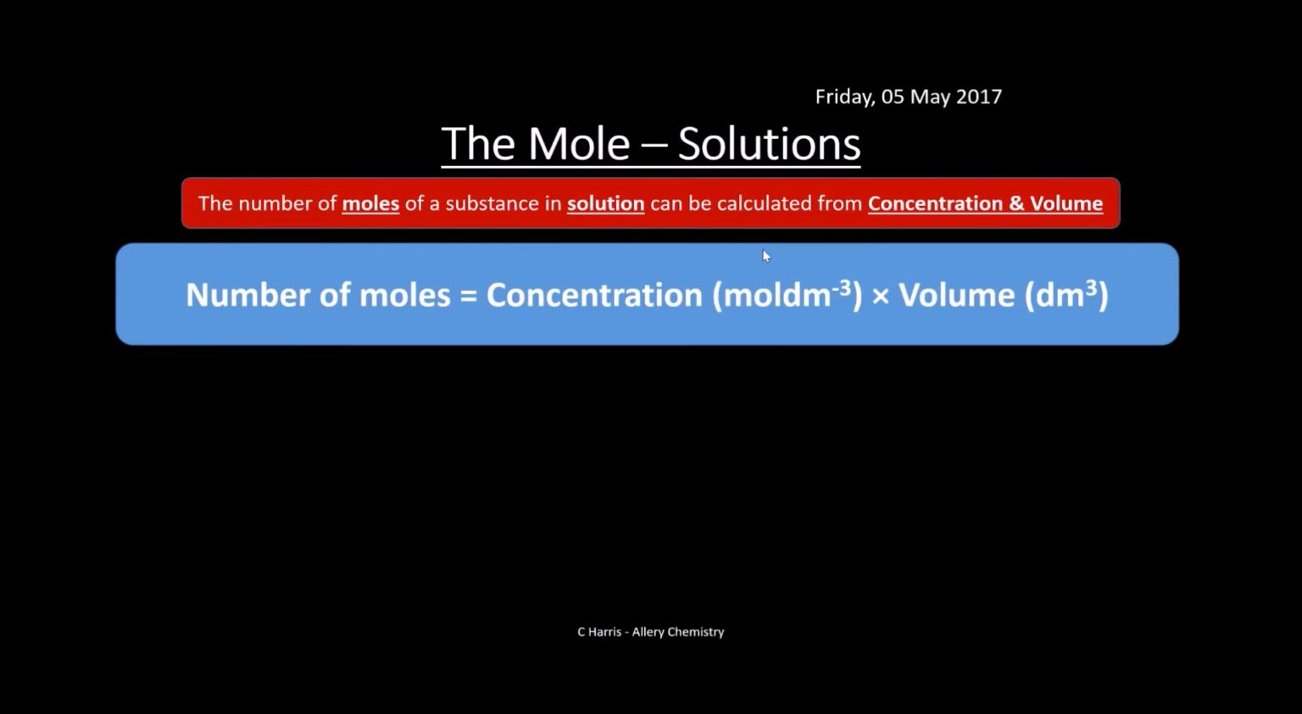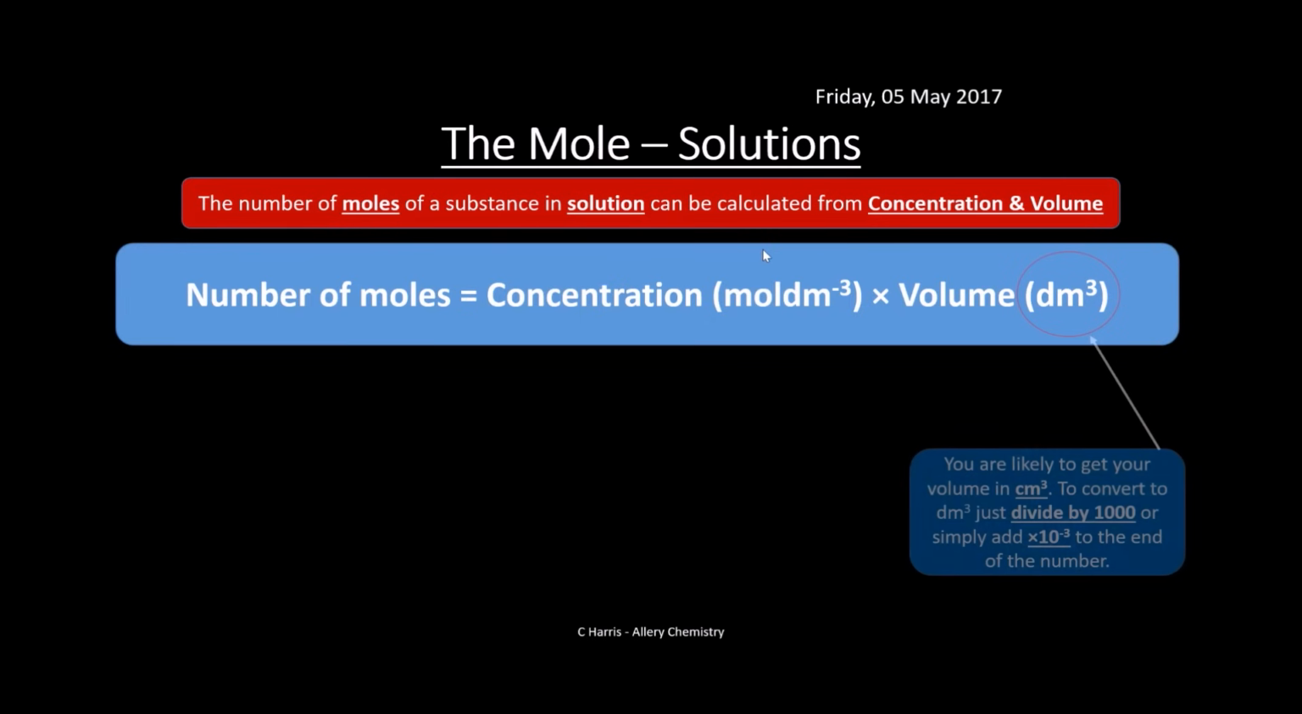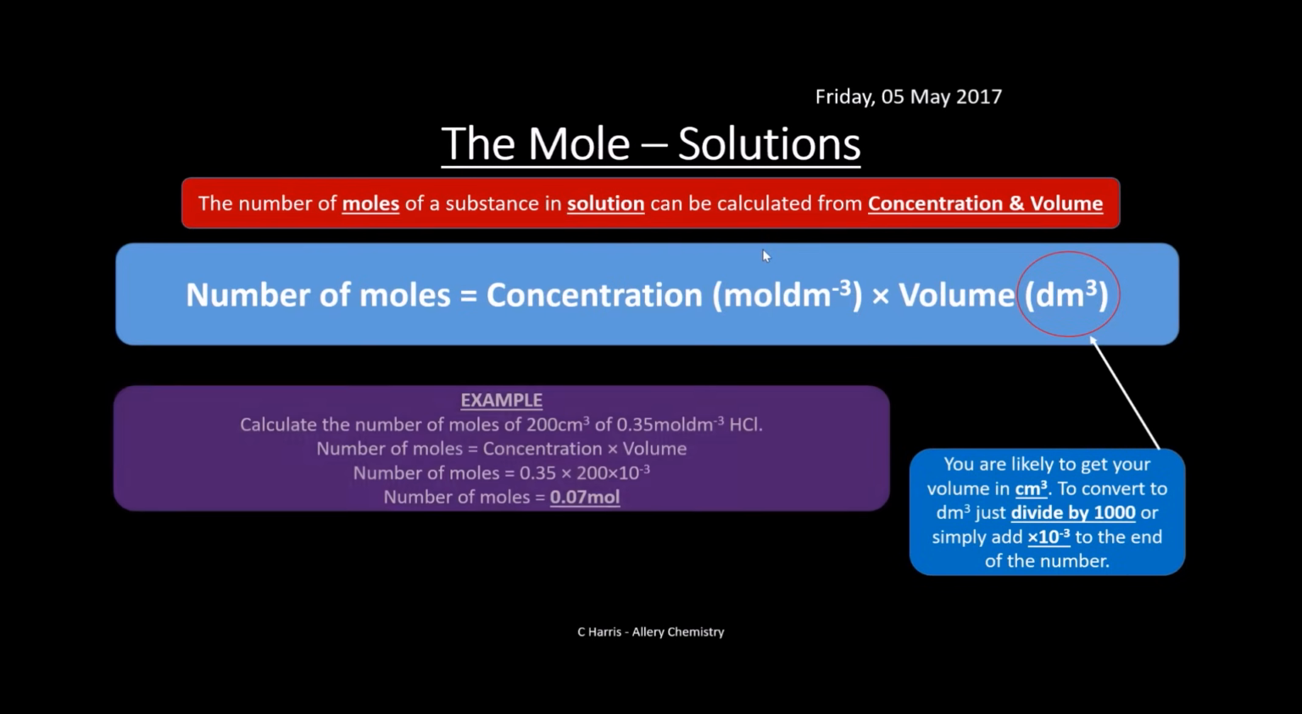Quite often they give you it in centimeters cubed, and you've got to convert that. All you do is divide by 1,000 to get that into decimeters cubed. You can also just add times 10 to the minus 3 onto the end of your centimeter cubed volume, and that basically does the same thing. It's just a little bit neater, a bit quicker. If you're all right with maths, you should be comfortable with that.